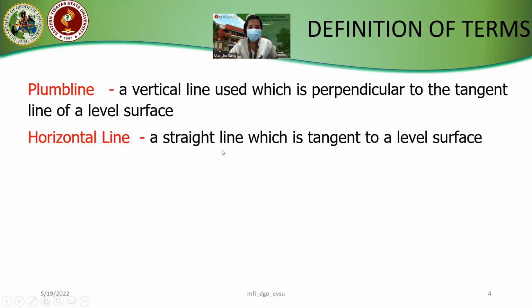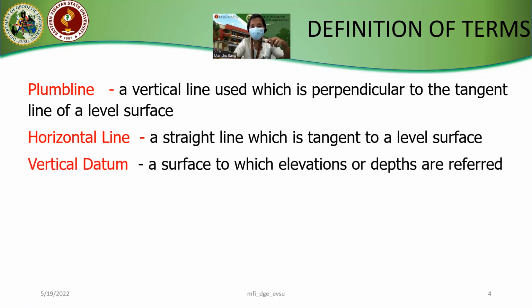We have here the horizontal line, the horizon. This is a straight line which is tangent to the level surface. When you say tangent, for example, this is the curved surface of the earth, and if it touches at this starting point here, that becomes tangent. If this pen is the horizontal line and this is the curved surface of the earth, it touches the surface. That is what a horizontal line is. It is tangent to our level surface.